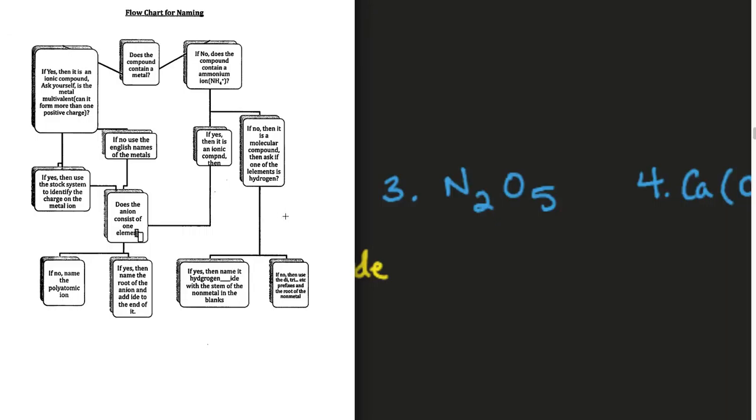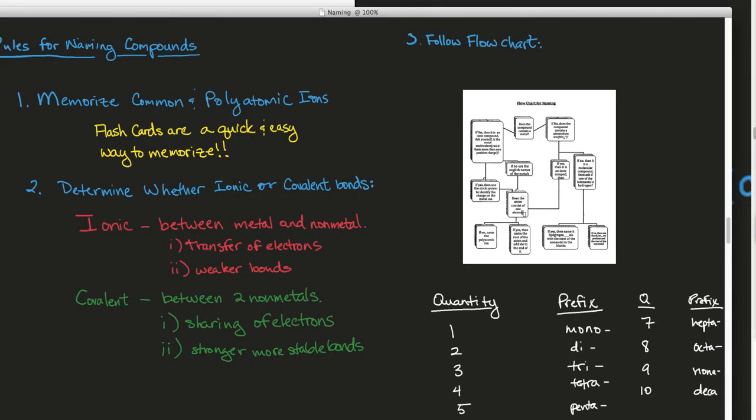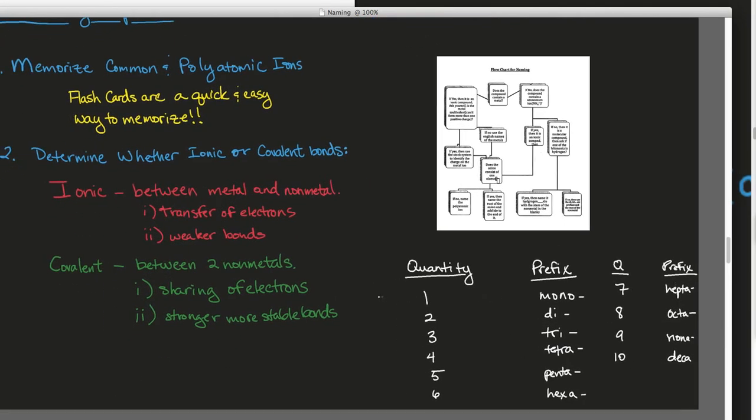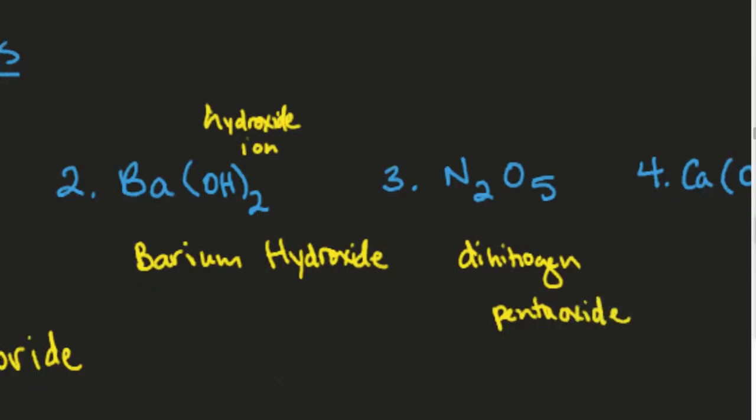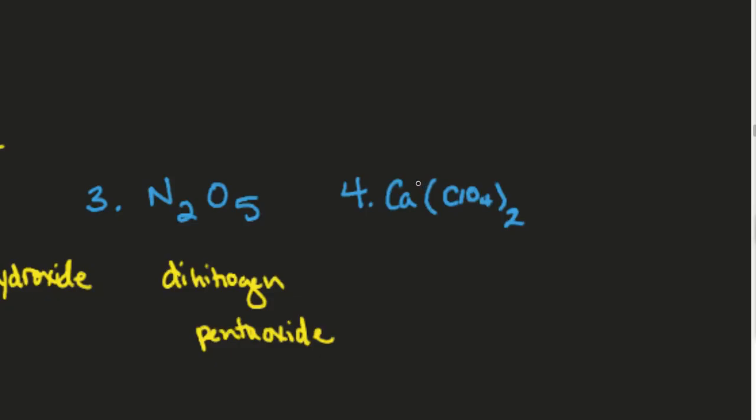No, it's not. So then what we have to do is use the prefixes, if you remember these guys, the quantity, di, tri, all that stuff. Okay, memorize these if you haven't memorized them already. So this would be dinitrogen pentaoxide, and yes, you do need the "ide" suffix. Okay. All right, let's look at this one.